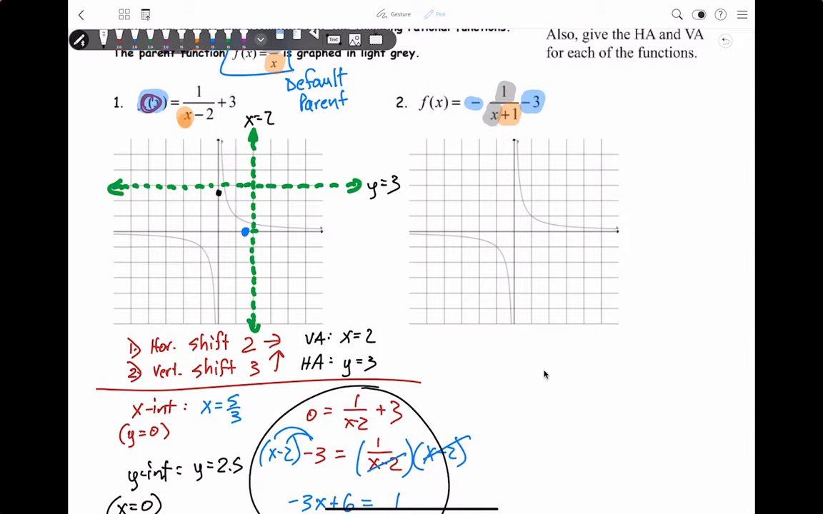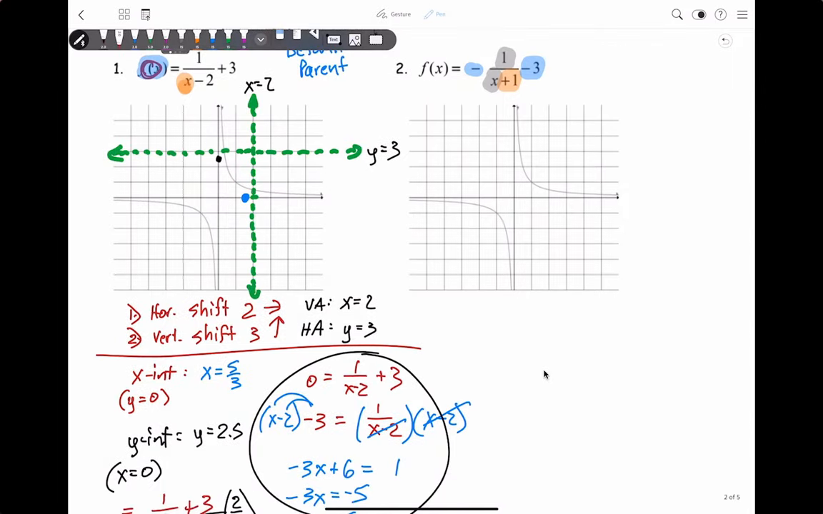Now, a couple things real quick. These are just pieces of the graph that I used so that I could see what the graph would look like. But there might come questions later of how do we write x-intercepts and y-intercepts. Just remember that the x-intercept can also be written as a point, (5/3, 0). And the y-intercept can be written as a point, (0, 2.5), or if you wanted to put 5/2, that's perfectly fine.